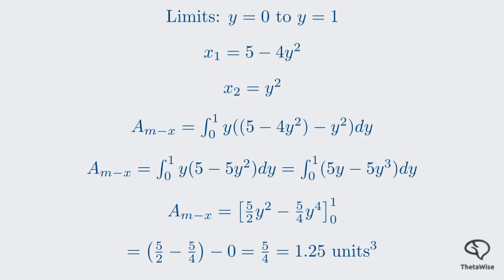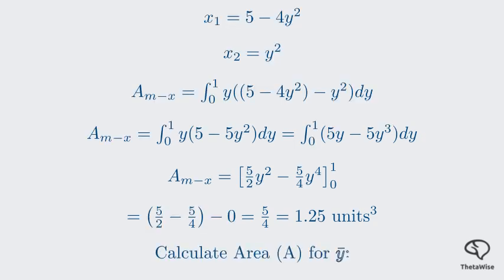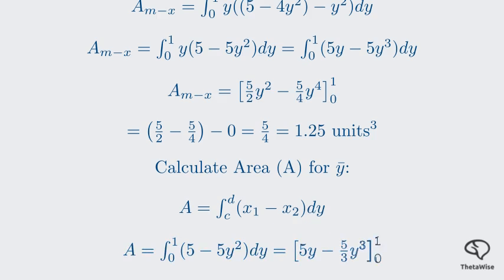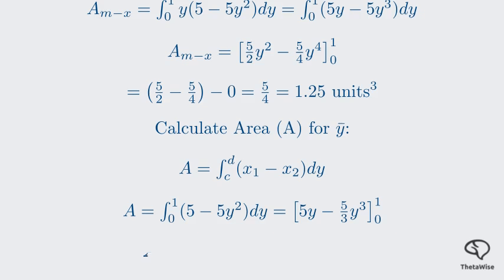The problem also asks for the distance of the centroid from the x-axis. That distance is simply the y-coordinate, y bar. So we need to find y bar. To find y bar, we also need the total area A. The area is the integral of (x1 minus x2) dy from 0 to 1, which we've seen simplifies to 5 minus 5y squared. Integrating gives 5y minus 5/3 y cubed. Evaluating from 0 to 1 gives 5 minus 5/3, which is 10/3 square units.